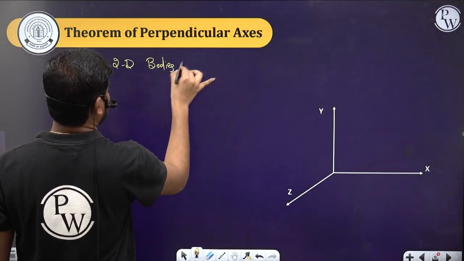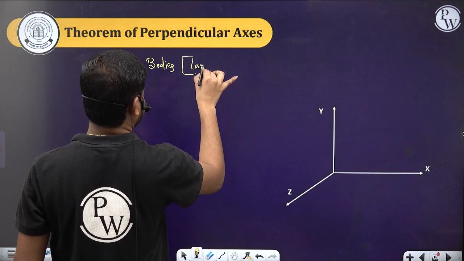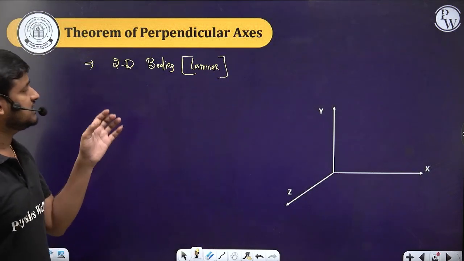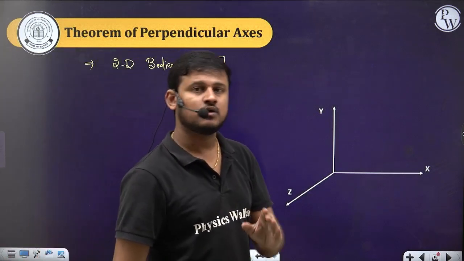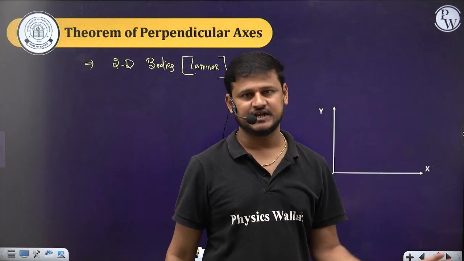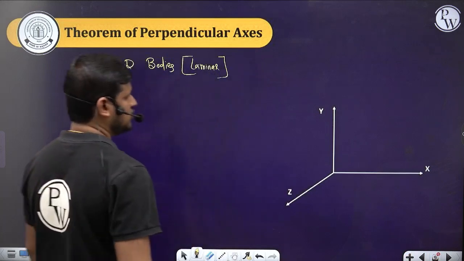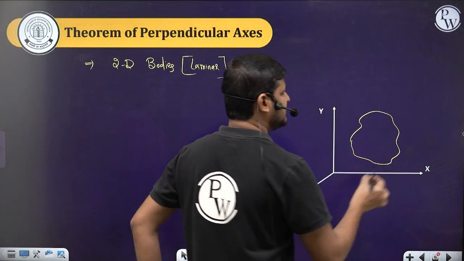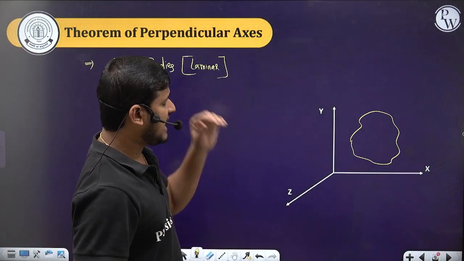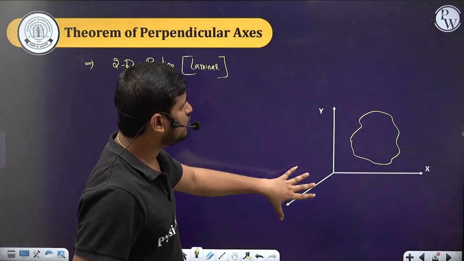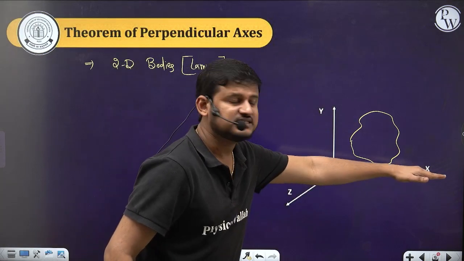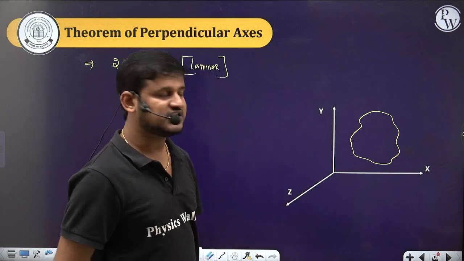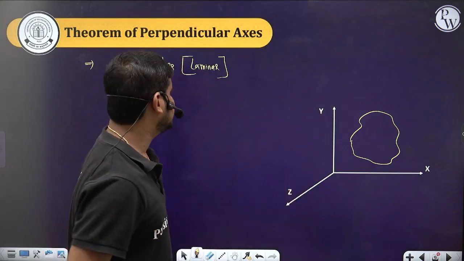Which means for the 2D laminar sheets. Whereas the parallel axis theorem is applicable for 1D, 2D as well as 3D. Now if I take any rigid body which is in the xy plane, and I already know the moment of inertia about the x' axis and y' axis, now I would like to find the moment of inertia about the z' axis.